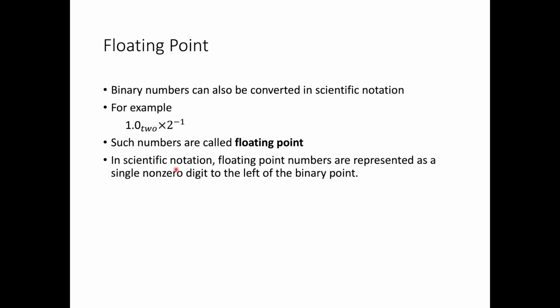In scientific notation, floating point numbers are represented as a single non-zero digit to the left of the binary point. And the format of a floating point in scientific notation is something like that. So we have a single non-zero digit to the left of this binary point, and we have some digits to the right of this binary point, and we also have some exponent based on 2. So this xxx here is called the fraction, and this yy here is called the exponent.